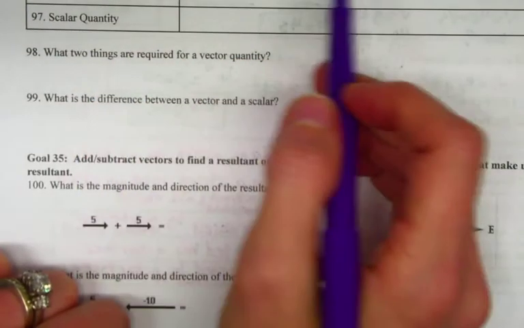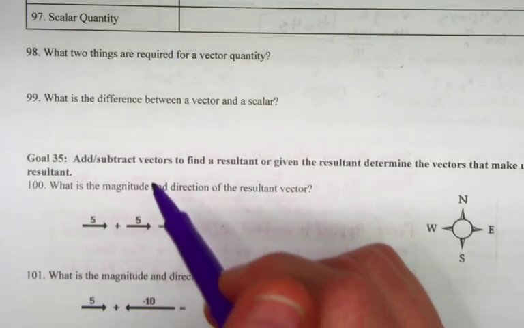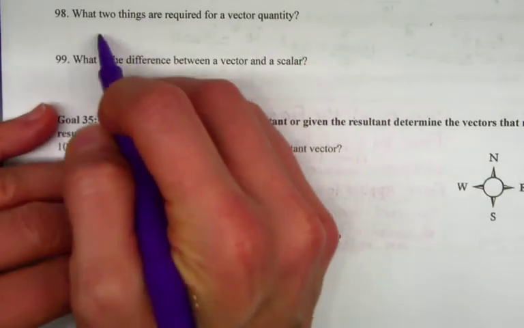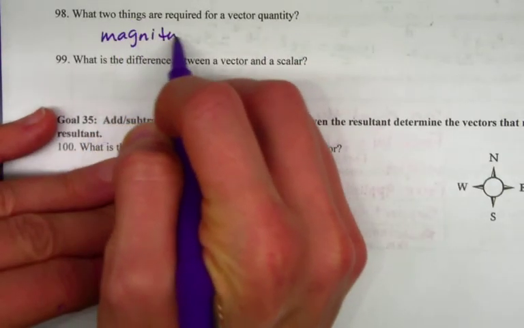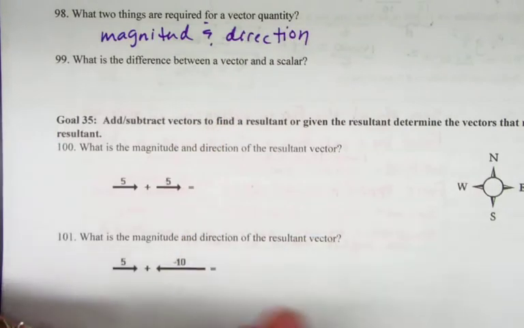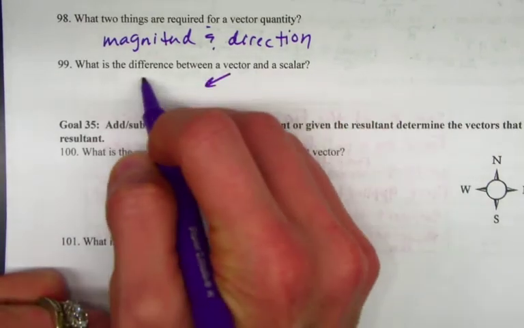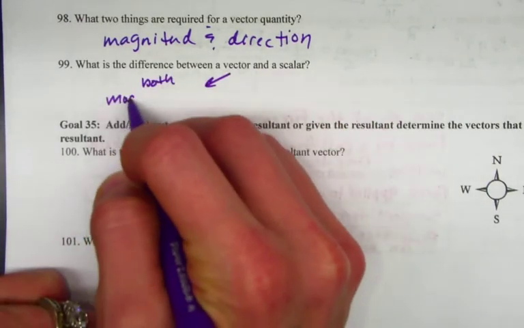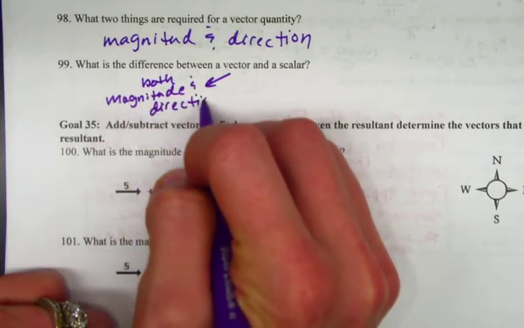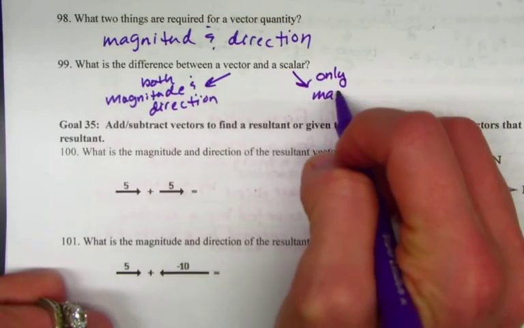We want to give examples and explain the difference between vectors and scalars. Well, a vector quantity, all that means is that it has magnitude and direction. And the difference between a vector and a scalar is a vector has both magnitude and direction, and a scalar has only magnitude.